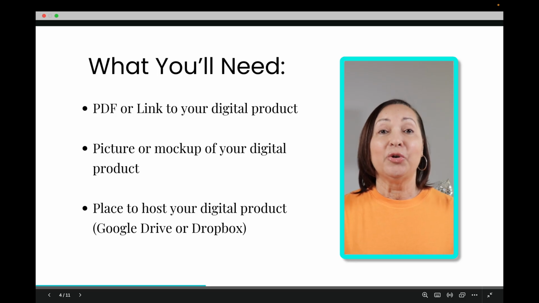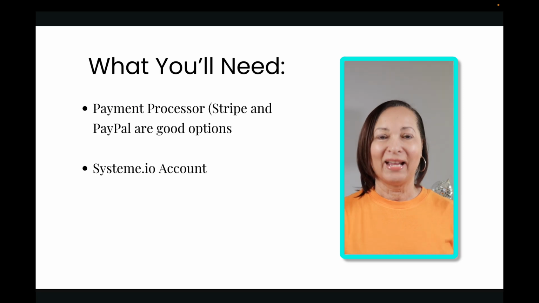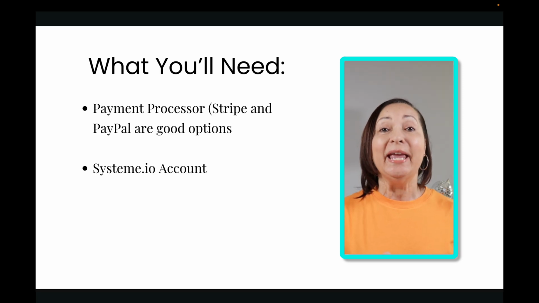The third thing that you're going to need is a place to host your digital product. So you can use something as simple as Google Drive or Dropbox. The next thing that you're going to need is a payment processor. Now, I recommend that you set up both Stripe as well as PayPal. Now, if you're outside of the US and those options won't work for you, just know that within systeme.io, there are other payment processor options that you can use.